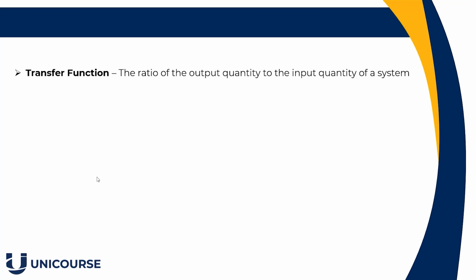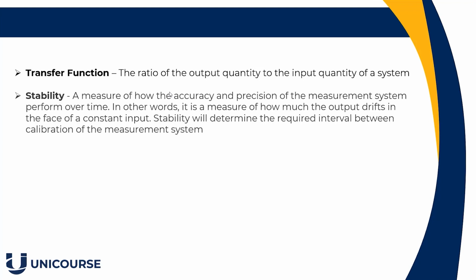Transfer function, this is where we actually move one signal to another, and it is the ratio of the output quantity to the input quantity of the system, and we may sometimes use that with the efficiency of it as well. So this is an important part of the system.